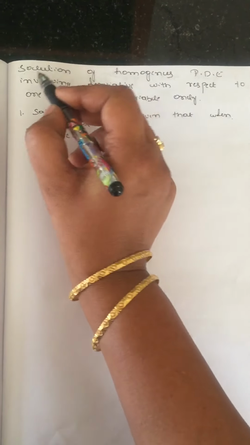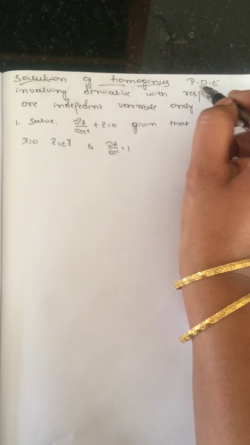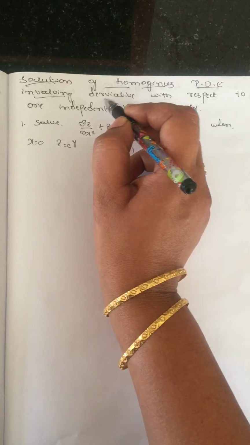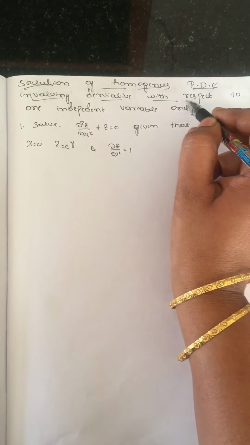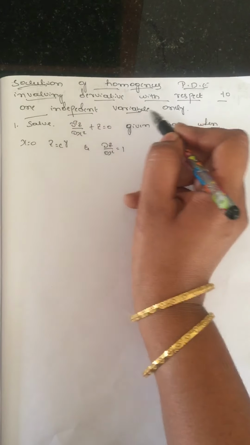Dear students, today I explain the solution of homogeneous partial differential equations involving a derivative with respect to one independent variable. This is the third topic in the third module. That is, we discuss the solution of homogeneous partial differential equations involving a derivative with respect to one independent variable only.